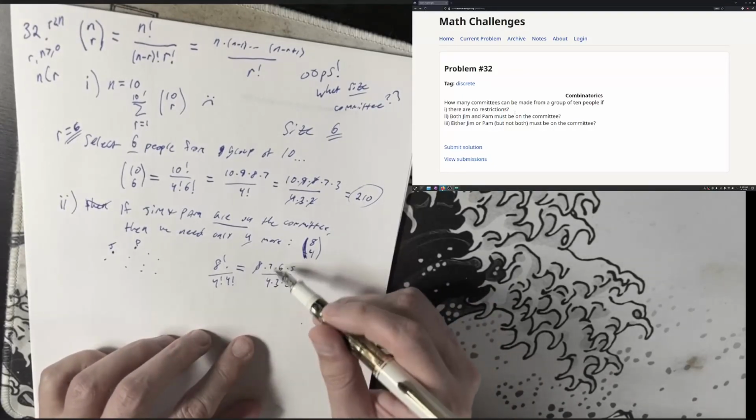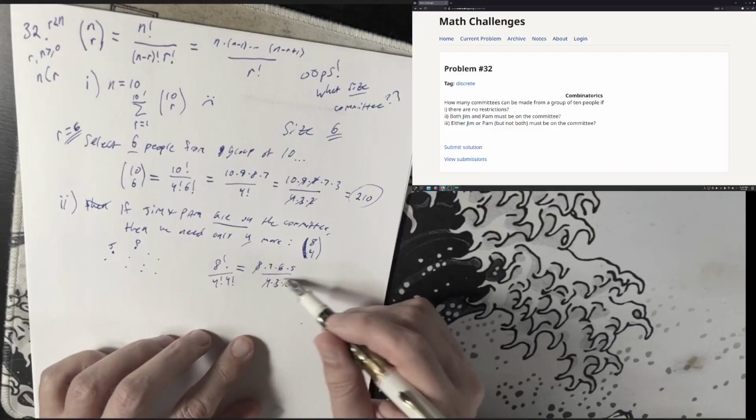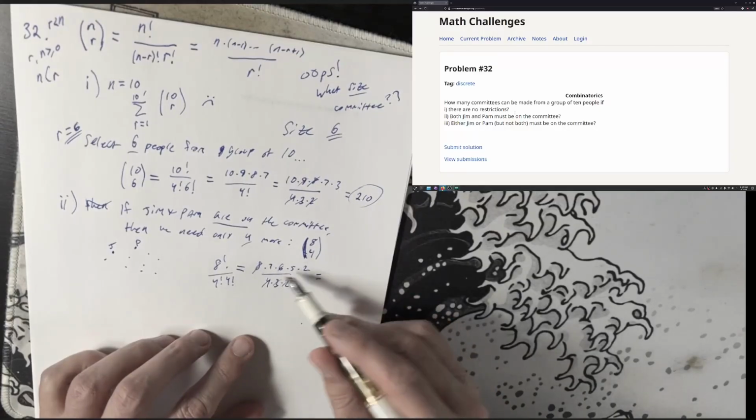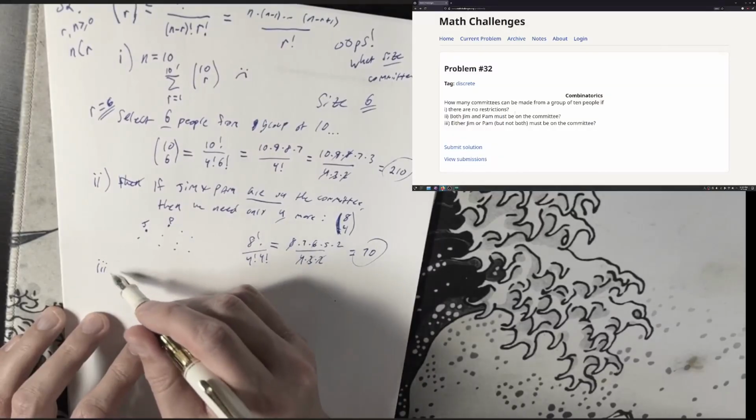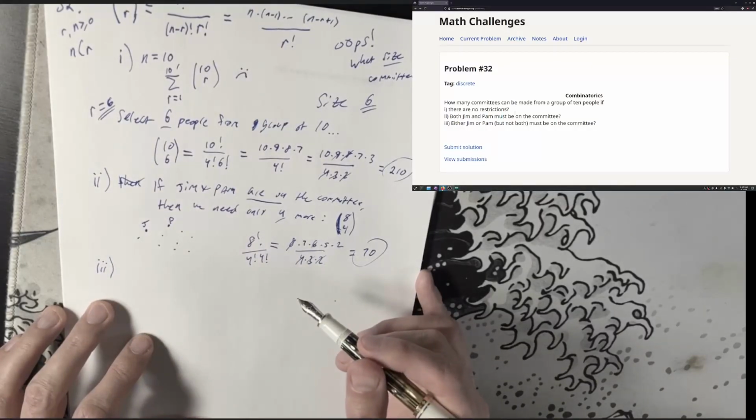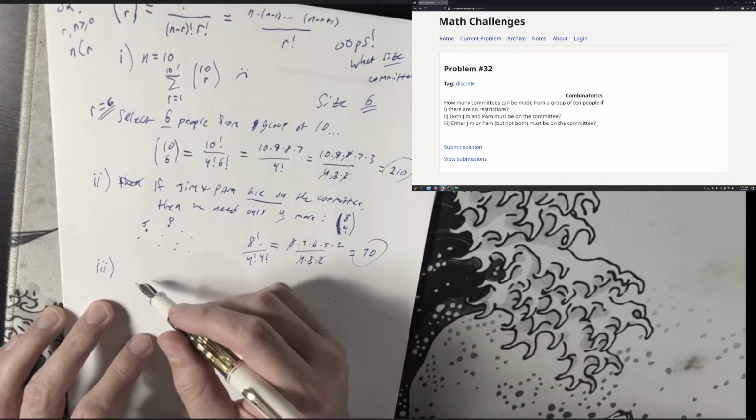Again, we can cancel the biggest numbers. 4 over 6 is like 2. So I'm getting 10 times 7. I'm getting 70 this time. And then for the last part, one of them but not the other is on the committee.